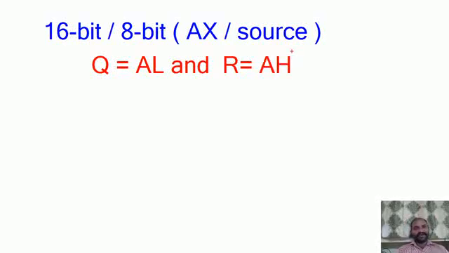Remember, in 16-bit by 8-bit division, we are having the quotient as well as the remainder. Quotient is there in the AL register, remainder is there in the AH register.